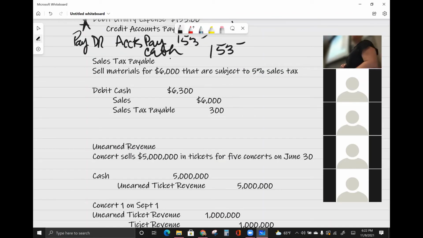So how much cash are we getting? 6,000 times 5% is the $300. That's where 300 comes from. $6,000 times 5% is 300. So not only am I collecting $6,000 for the material that I just sold, I'm also going to collect the sales tax of $300 that I just calculated.